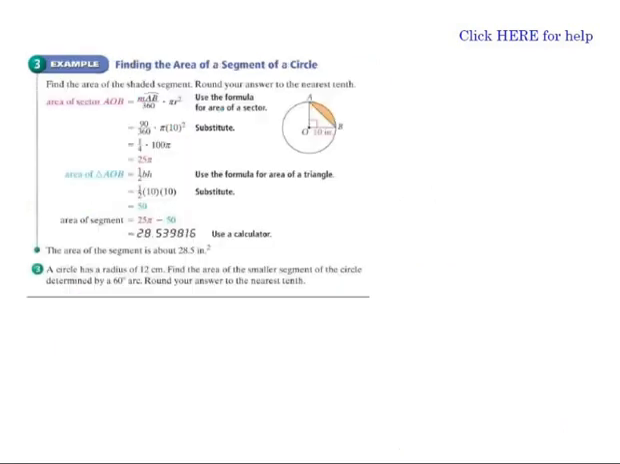For the last one, we're asked to find the segment, which means that we need to figure out a triangle, and we need to figure out a sector and subtract them. So that's what they do up here. They figure out the sector, they figure out this triangle and take the difference between them, and that gives us this orange piece of the segment.